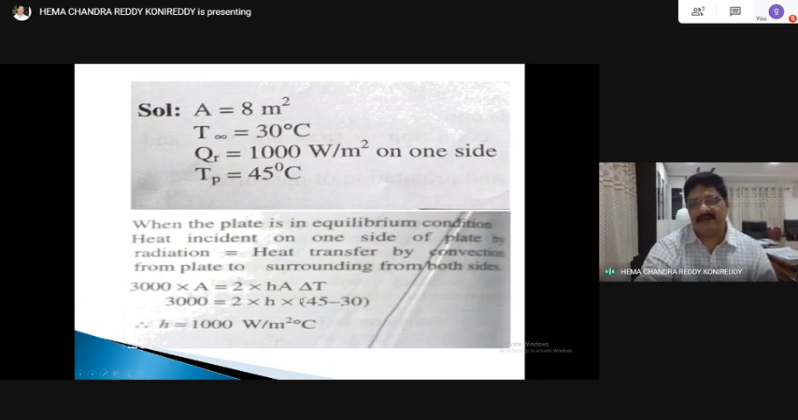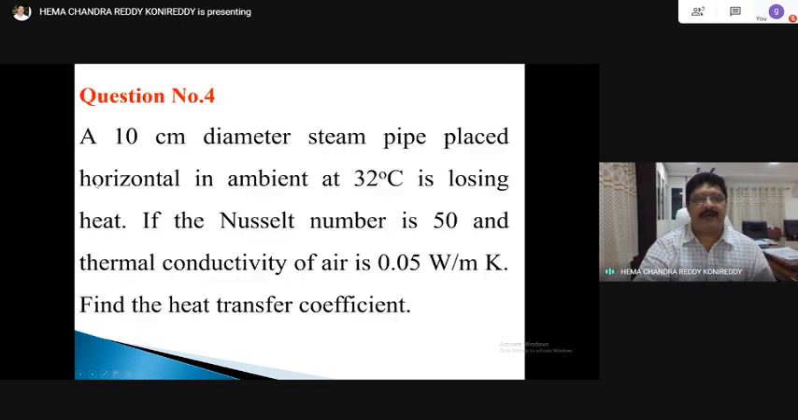A gets cancelled, and of course, even if you want to use A, placed horizontal in an ambient air at 32 degrees centigrade is losing heat. If Nusselt's number is 50 and thermal conductivity of air is 0.5 watt per meter Kelvin, find the heat transfer coefficient. Nusselt's number is given as 50, and it's not said what kind of condition it is, but assuming that it's placed in air, ambient air is always treated as natural convection condition.